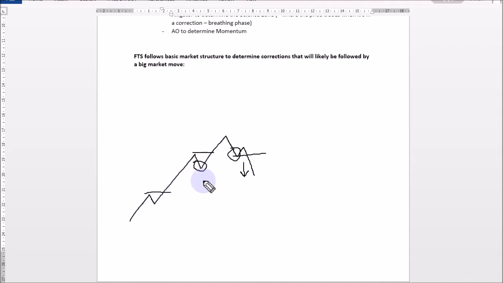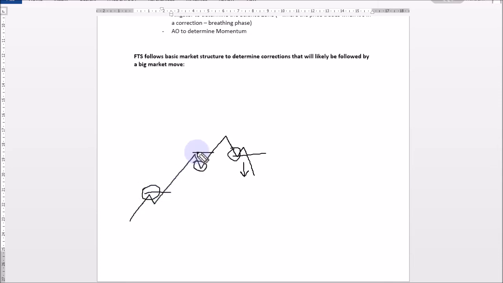But please remember, this is not Elliott wave. We are only looking at market structure, and we are using the awesome oscillator to determine the momentum in a way that we can see these kind of waves going on even though we do not count them. Once we are in after the breakout, we let the market run.